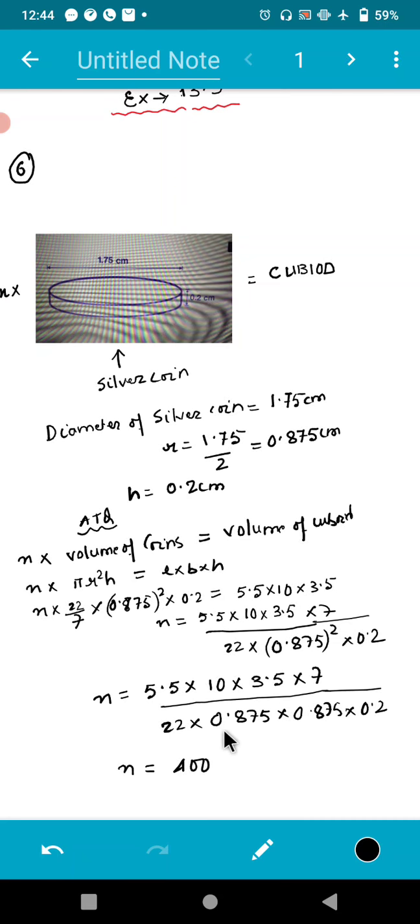Just do the calculation by yourself. This is very, very important. So the number of silver coins required to make a cuboid with dimension 5.5 centimeter into 10 into 3.5 centimeter is 400. So this is the solution of question number 6. Now let's move on to question number 7.